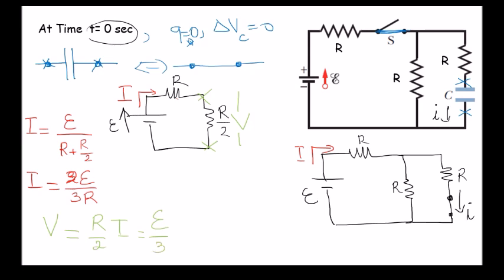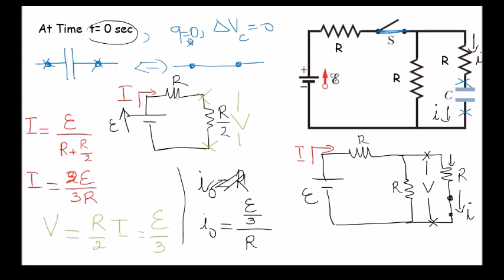Now, here we are done. So we know this voltage, which is here. And I want the current circulating through the capacitor. That's the same current circulating through a resistor. It is the voltage E over 3 over R. So that's E over 3R.